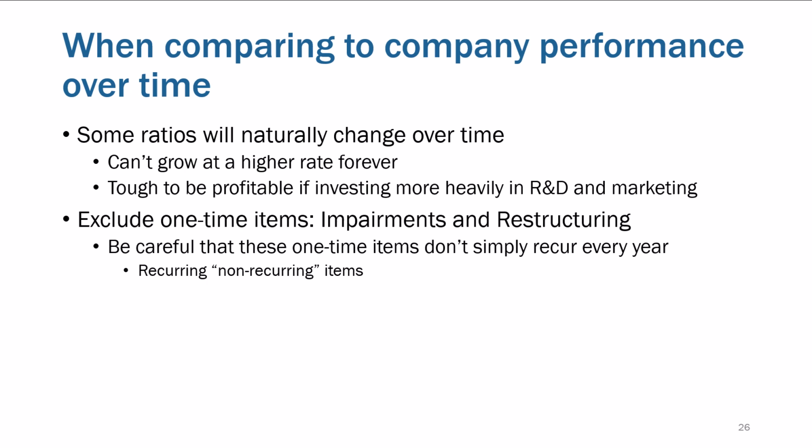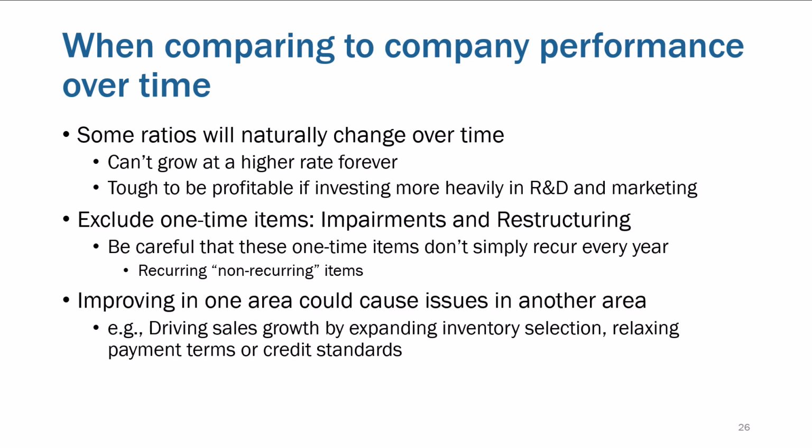We want to make sure we exclude one-time items. If a company has an intangible asset or a goodwill impairment, it's probably not going to happen every year. If it has a significant restructuring, we might want to exclude that as well. Now, we want to be careful that those one-time items don't simply recur every year. We joke that those are called recurring, non-recurring items. If they are, then we should probably consider them.